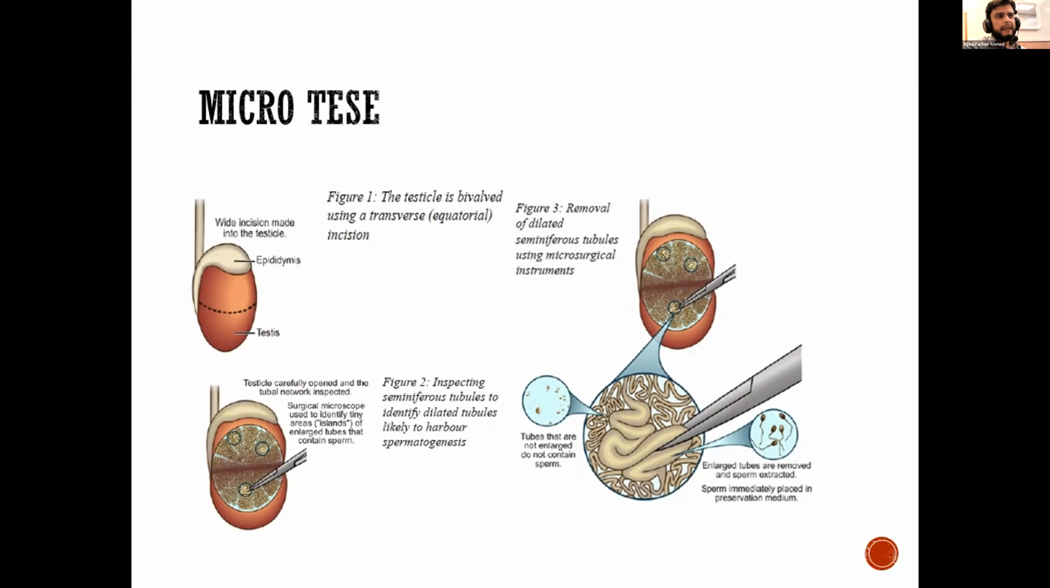So what we do in this micro TESE, we cut open the whole testicle and open the testes like a book, and then we look at these small seminiferous tubules with the help of microscopes, and wherever we find some dilated seminiferous tubules with the help of microscope, that you can see in the third picture, you can always pick it up with the surgical forceps, and you can trim it with the scissors and give it to the lab for centrifuge, and then after centrifuge you can find some sperms in it.